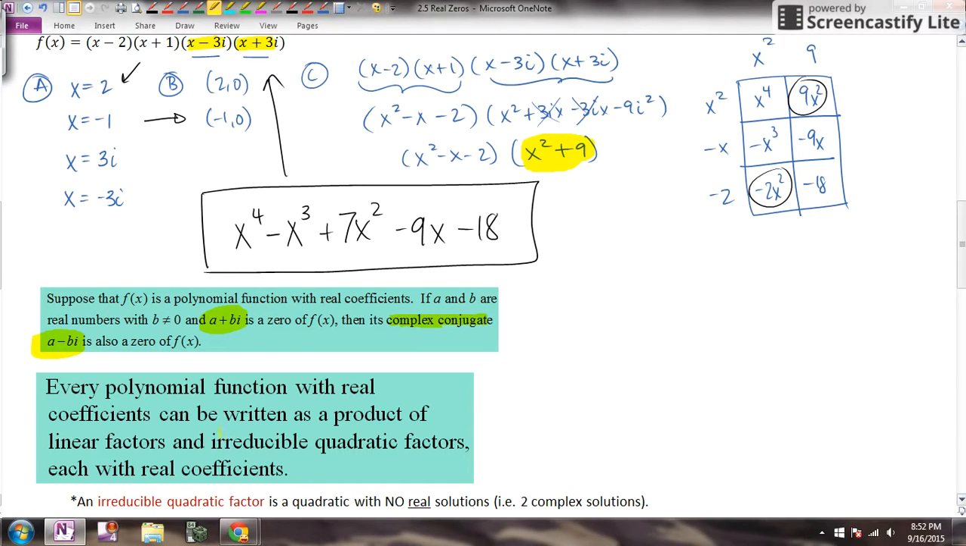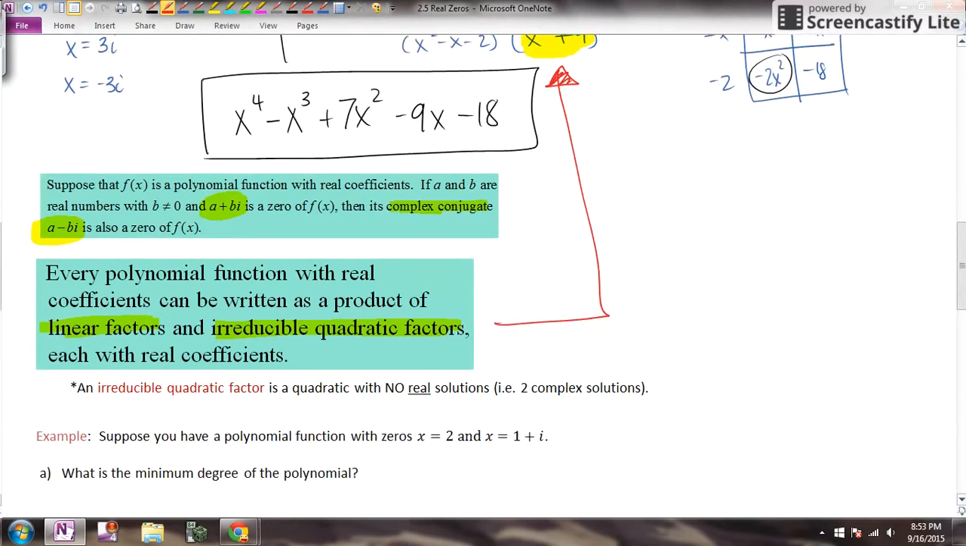And that's what this other one says. This other one says that you will be able to do linear factors and irreducible quadratics. Irreducible quadratics are exactly that. Quadratics that can't be reduced, right? Because I can't do difference of squares because it's not a difference. And so you should be able to write everything down as linear factors and irreducible quadratic factors.